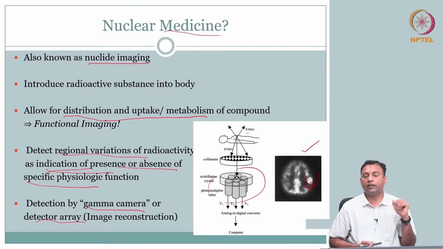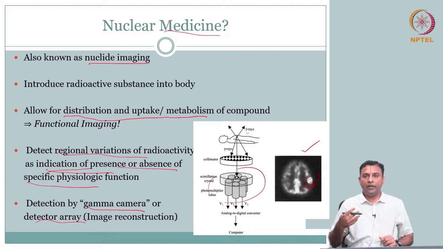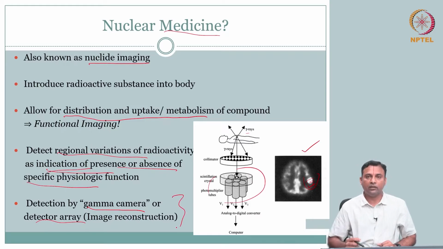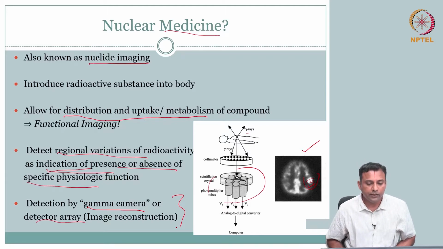How did we do it for chest projection radiography? We got an X-ray image, or in X-ray CT, we detected it and then did a reconstruction. We will do similar things here. One we call scintigraphy, the other is your PET or SPECT, depending on what you are reconstructing. So much for the big picture overview of what we are going to cover.